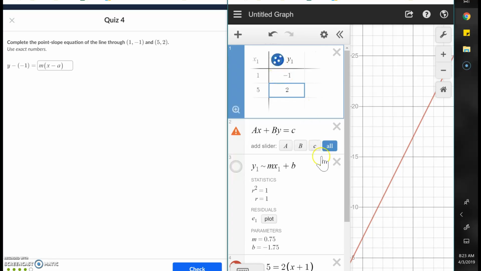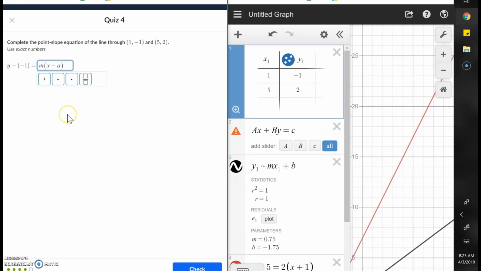Five, 2. Boom. Look down on the regression equation. m is 0.75, so we can replace m with 0.75. And then a comes from one of these coordinate points. Since they use -1 for b, that's the y value. I look for the coordinate point that has -1 for the y value, right here, which means a is the x value. So a is 1. Boom. Done.